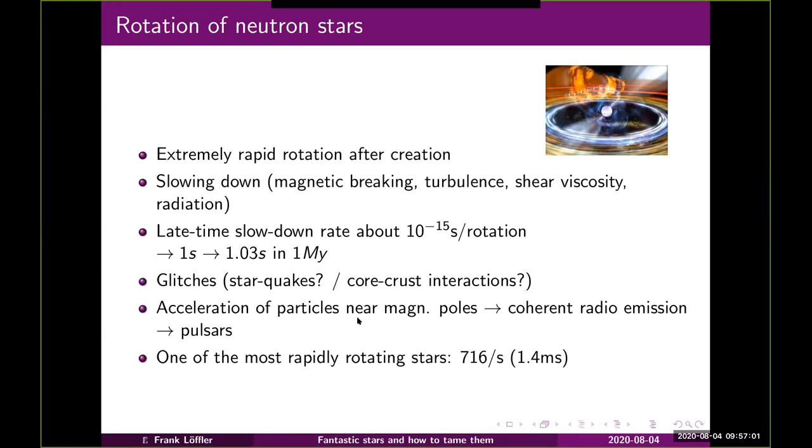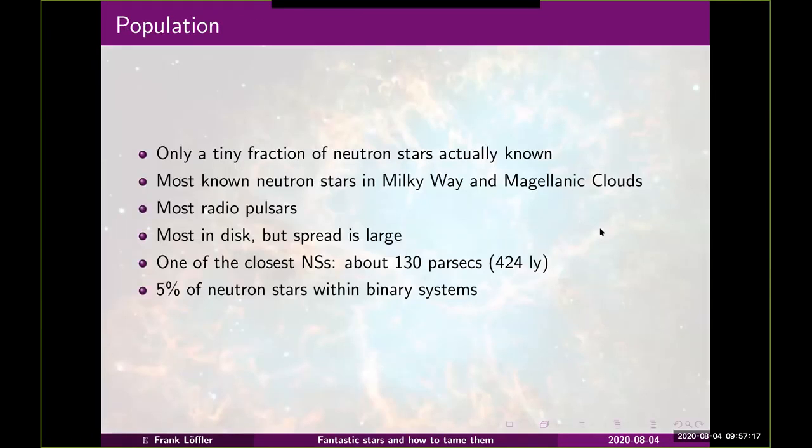One of the most rapidly rotating neutron stars rotates about 700 times a second. So that's telling you how fast these things are. Just imagine a 12-kilometer star, and then it rotates 700 times a second.